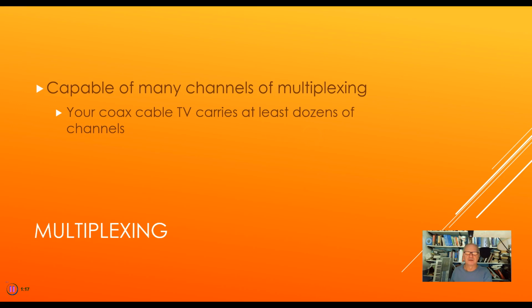It is capable of a lot of multiplexing, and if you have cable TV, you know that there are a lot of channels that you can tune into, in probably many dozens, if not even more than that, on your coax TV cable, and that's because you can tune into many different channels. So there's a lot of multiplexing going on. And that's it for coax cable.